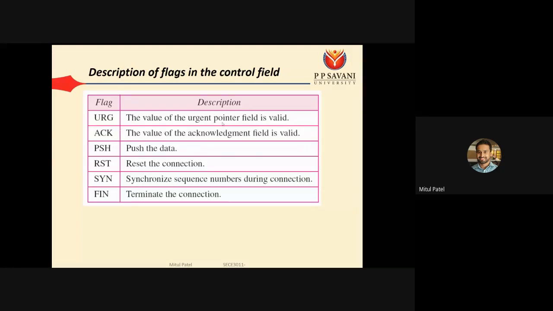If the value of the urgent pointer field is valid, then we need to set the urgent flag. For acknowledgement, the value of the acknowledgement field is valid. When we need to push the data, we have to set the push flag. When we need to reset the connection, we have to set the reset flag. When we need to synchronize the sequence number during the connection, we need to set the SYN flag. And when we need to terminate the connection, we have to set the FIN flag.